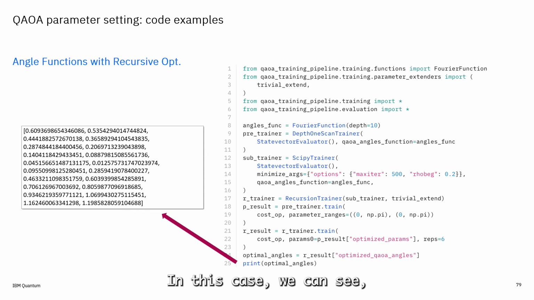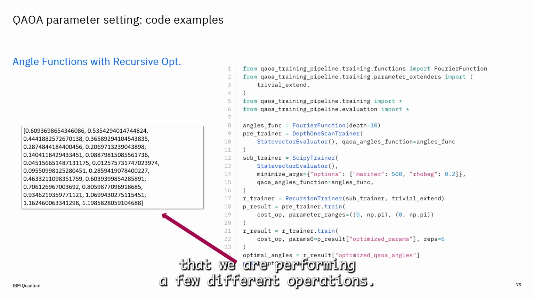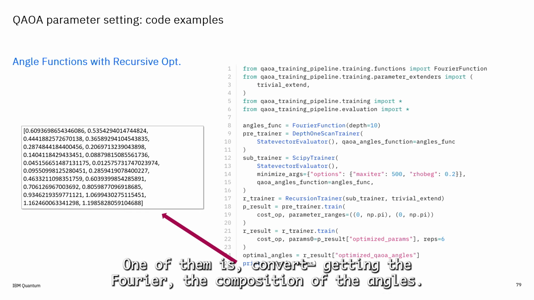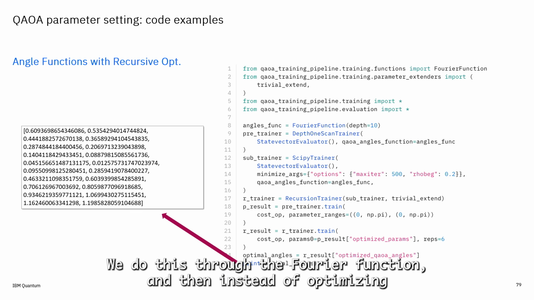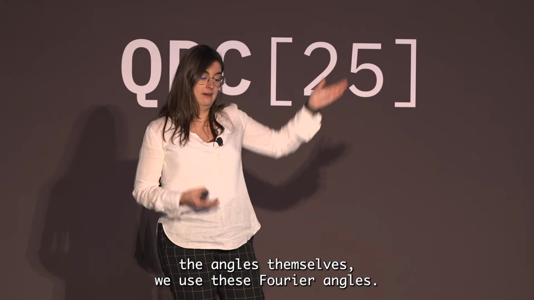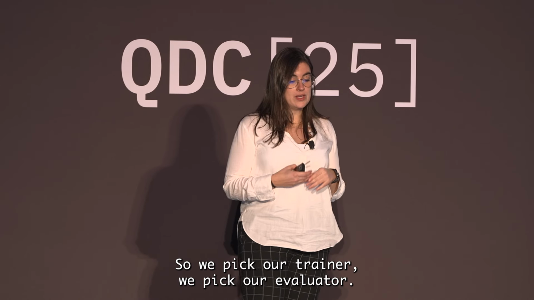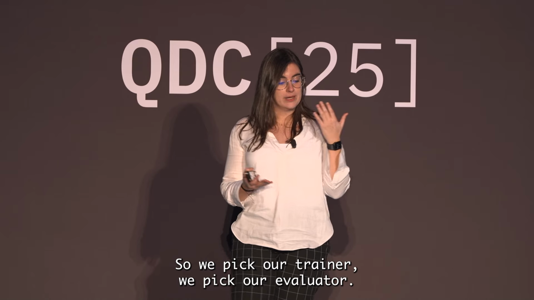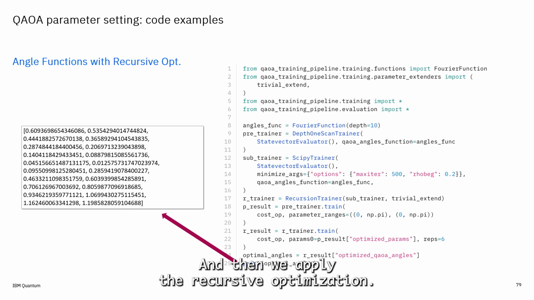In this case, we can see that we are performing a few different operations. One of them is getting the Fourier decomposition of the angles. We do this through the Fourier function. And then instead of optimizing the angles themselves, we use these Fourier angles. So we pick our trainer, we pick our evaluator, and then we apply the recursive optimization.